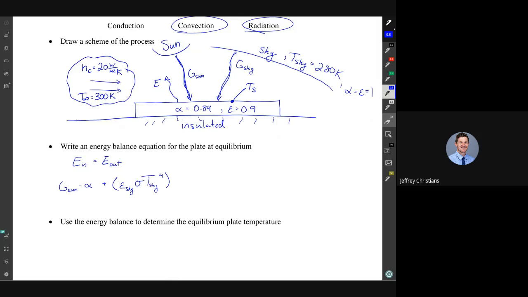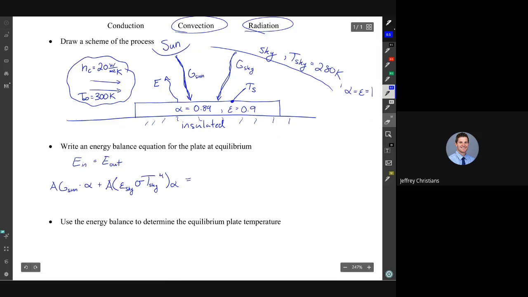Yeah, Jared? Are we taking out the areas where they'll be canceled? Yeah, I can put in areas. That's a good idea. I'll put them in. They will be canceled, but I'll put them in for completeness. So A times alpha. Okay, so that's the total amount of heat that's coming in.